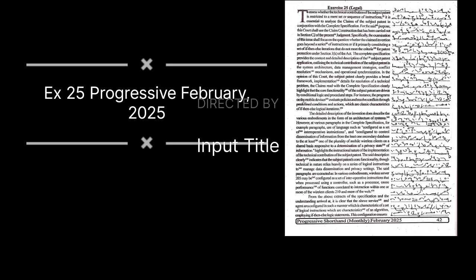To assess whether the technical contribution of the subject patent is restricted to a mere set or sequence of instructions, it is essential to analyze the claims of the subject patent in conjunction with the complete specification. For the said purpose, this court shall use the claim construction that has been carried out in section C2 of the present judgment. Specifically, the examination of this issue shall focus on the question whether the claimed invention goes beyond a series of instructions or if it is primarily constituting a set of if-then-else interactions that do not meet the criteria for patent protection under section 3(k) of the Act.